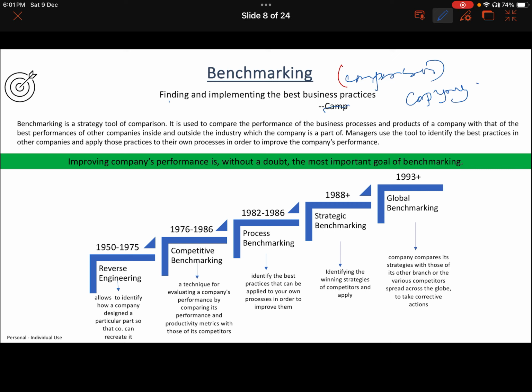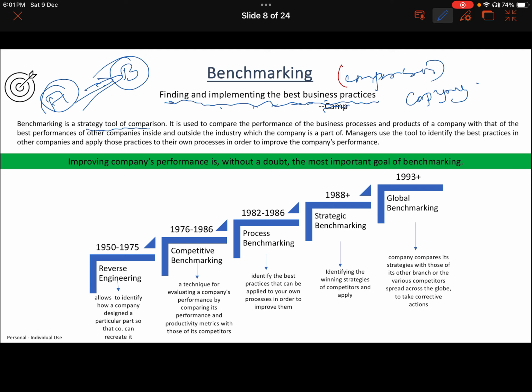Benchmarking, as defined by CAMP, is finding and implementing the best business practices. If company A is doing something good, copy it and use it in company B. So you are benchmarking it, finding and implementing the best business practices in our company.